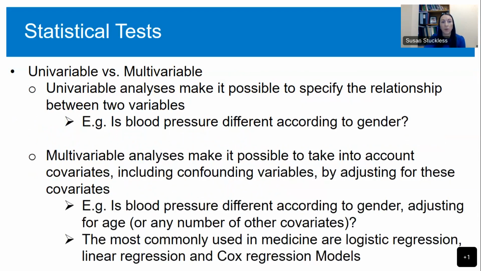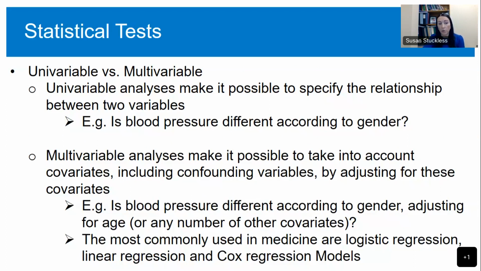And I guess a quick thing to look at is univariable versus multivariable analysis. In a univariable analysis, you're basically looking to specify a relationship between two variables. So for example, is blood pressure different according to gender? Or do males have higher blood pressure than females, say? And then a multivariable analysis takes into account other covariates and is able to adjust for these.